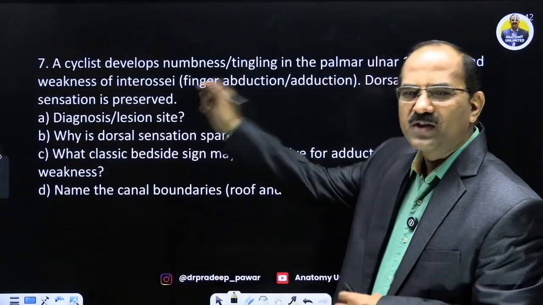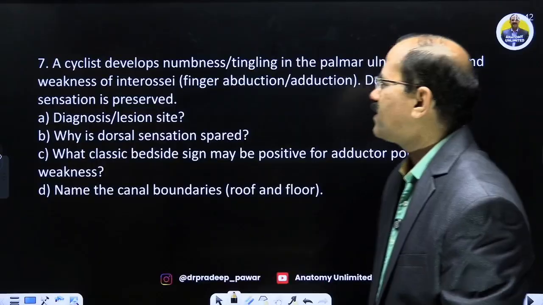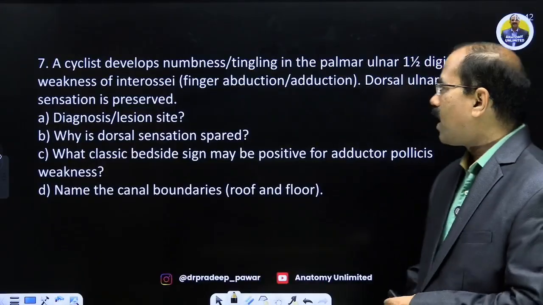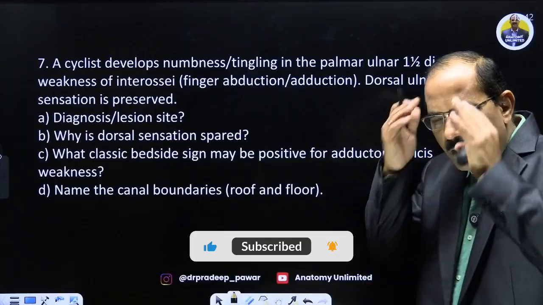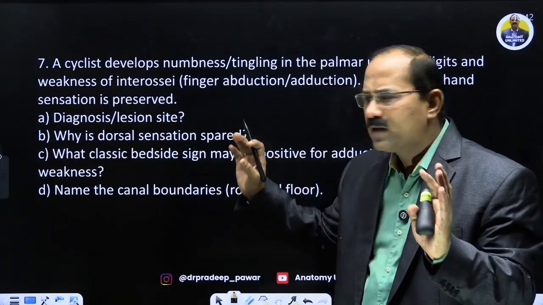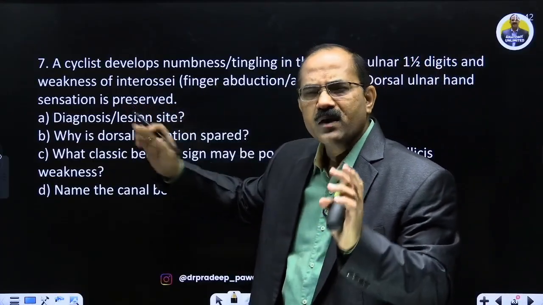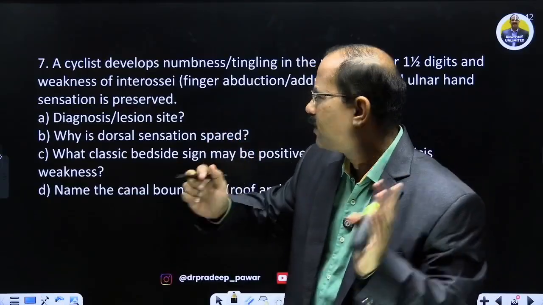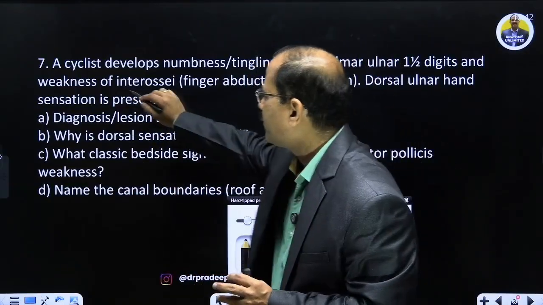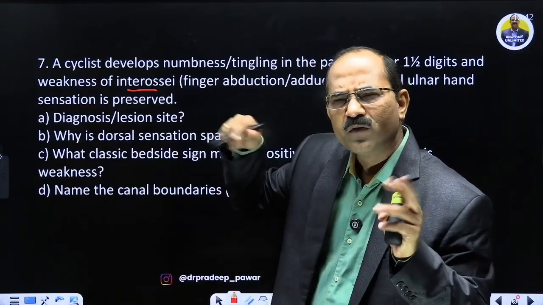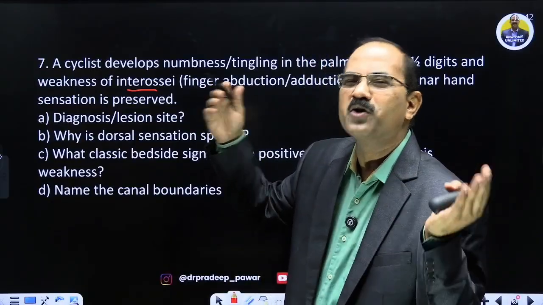Okay, so today's question, have a look. A cyclist developed numbness in the palmar 1.5 digits and weakness of the interossei. Children, when you read this clinical question, the moment you come to this, something should click in your mind. Weakness of interossei. Which is the nerve which supplies the interossei muscles of the hand?